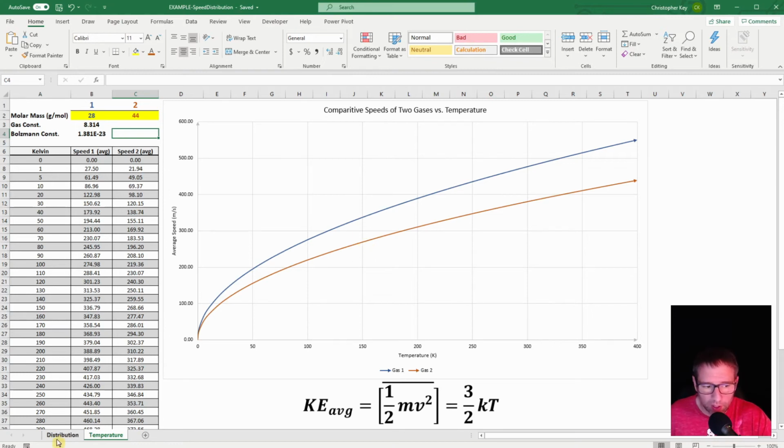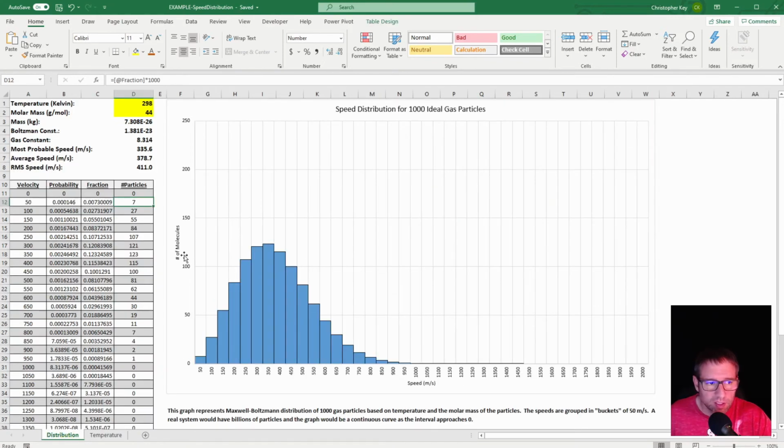Let's hop over here to our distribution tab. Let's take a look at that. So look at this chart over here that I've set up. Once again, I'll have this in the link below so you can download this and take a look at it, play around with it for yourself. The things that I've highlighted yellow are the things that you can change and play around with. So let's go back and let's look at this.